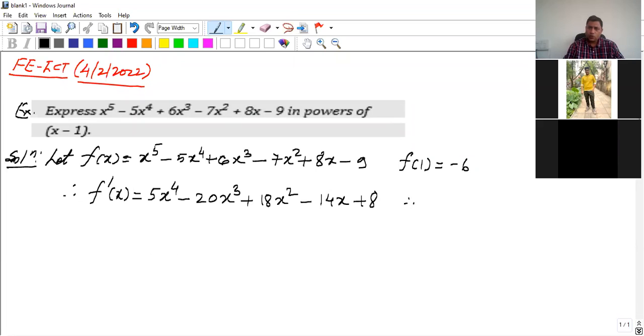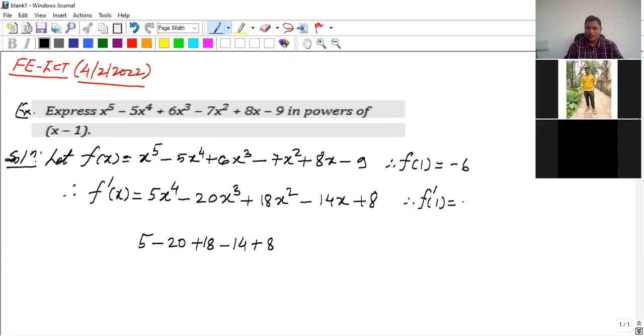Okay, and now what do we have to do next? We have to calculate the value of this function f dash at x is equal to 1. So if I want to calculate at x is equal to 1, what will be this term? 5 minus 20 plus 18 minus 14 plus 8. Okay, so how much will this value be? What is the value? Minus 3.